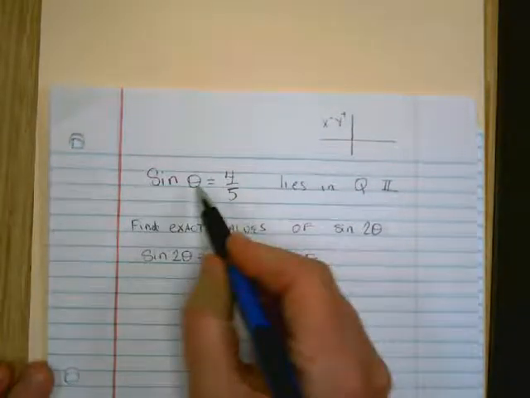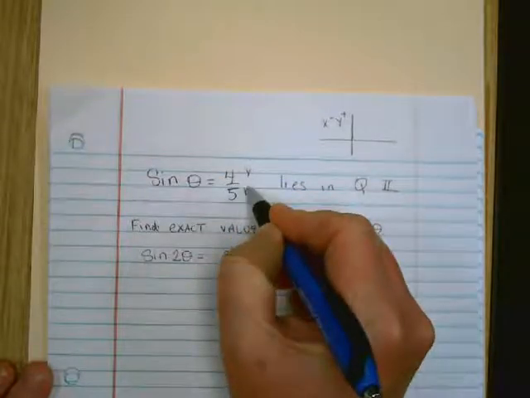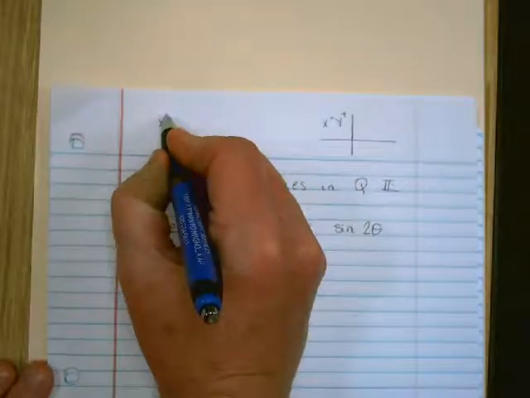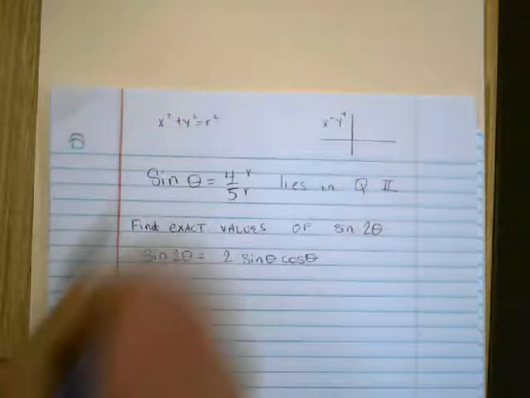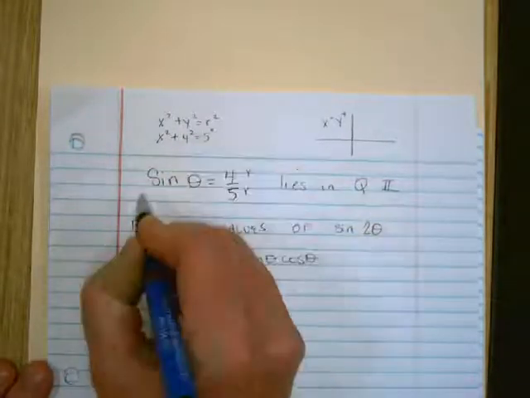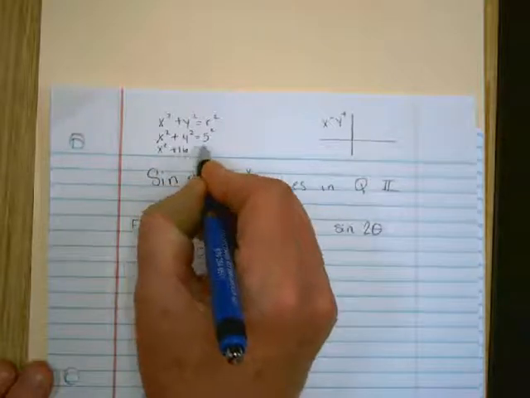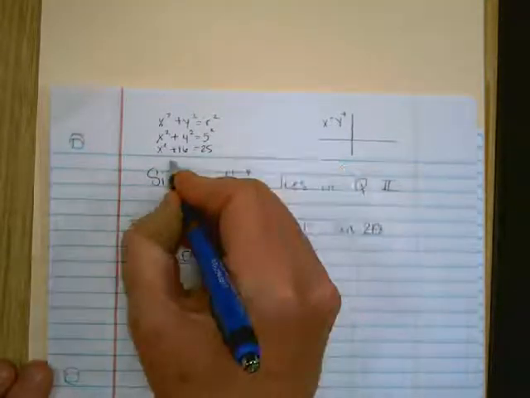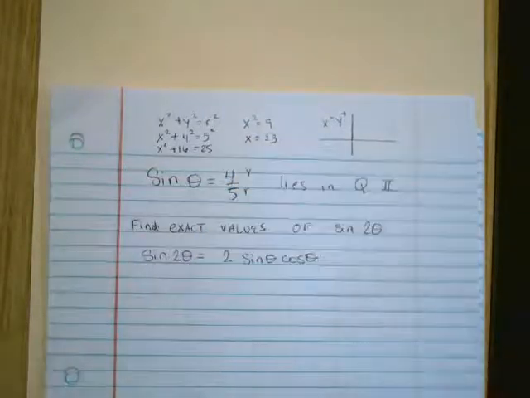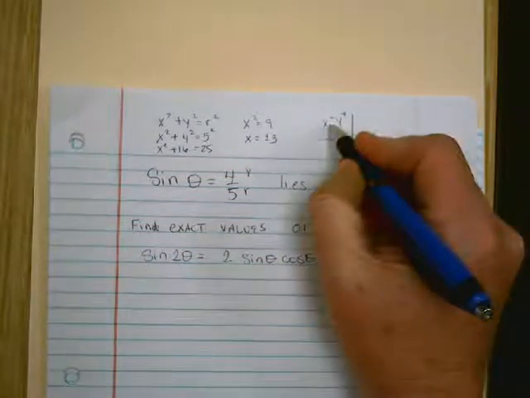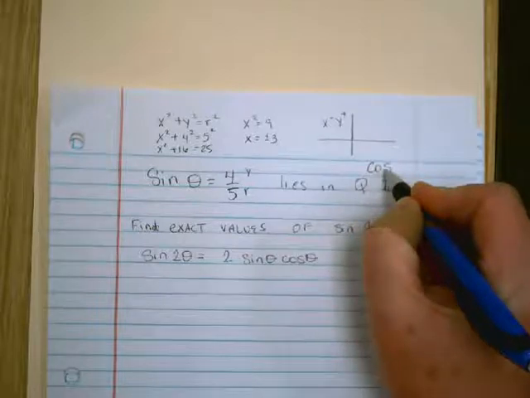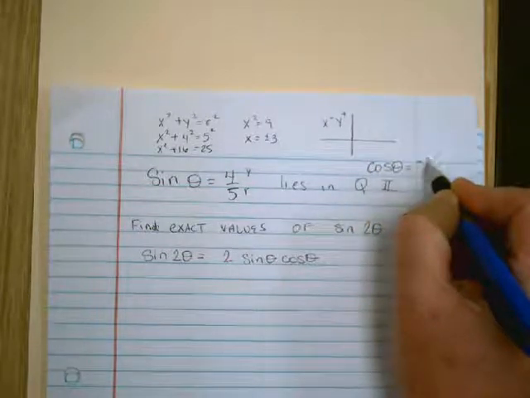If I know sine, which is y over r, then I can use that to find cosine. Remember that x squared plus y squared equals r squared. So x squared plus 4 squared equals 5 squared. X squared plus 16 is 25. Subtract 16 from each side. X squared is 9, so x is positive or negative 3. Now we are in quadrant 2 where x is negative, so x is negative 3, which makes the cosine of theta be negative 3 over 5.